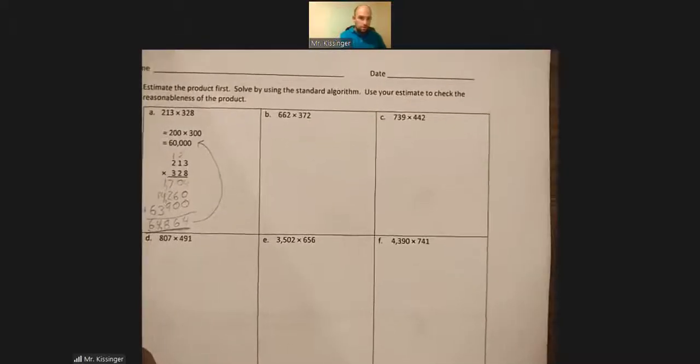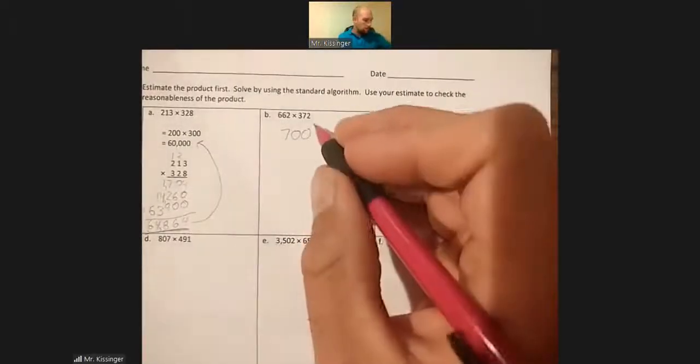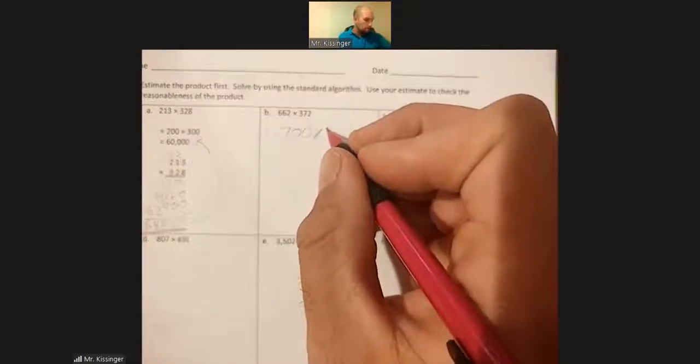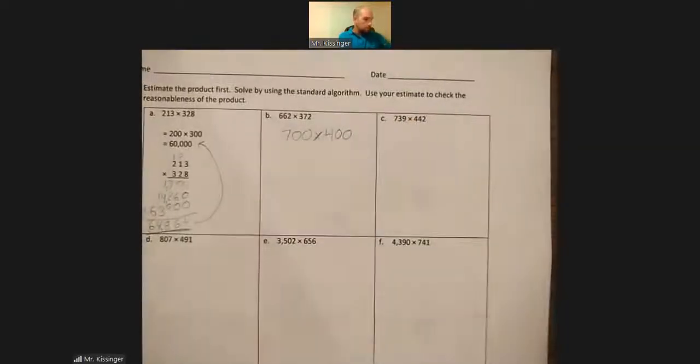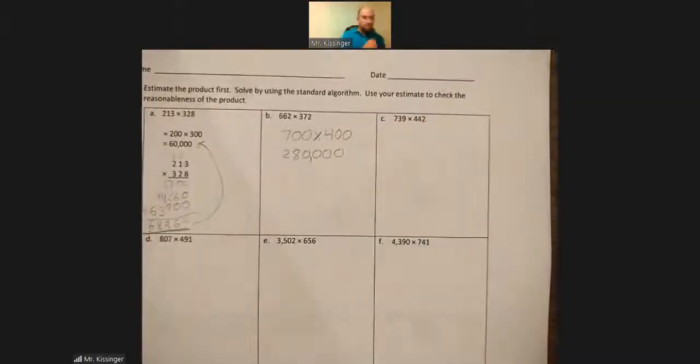Let's do one more here. We'll go to letter B. 662 times 372. So first let's make an estimate. I would say that 662 is close to 700. So let's call that 700. And then we'll multiply by 372, which is close to, we'll call it 400. So 7 times 4 is 28. Add our 4 zeros. So we know our product should be close to 280,000.